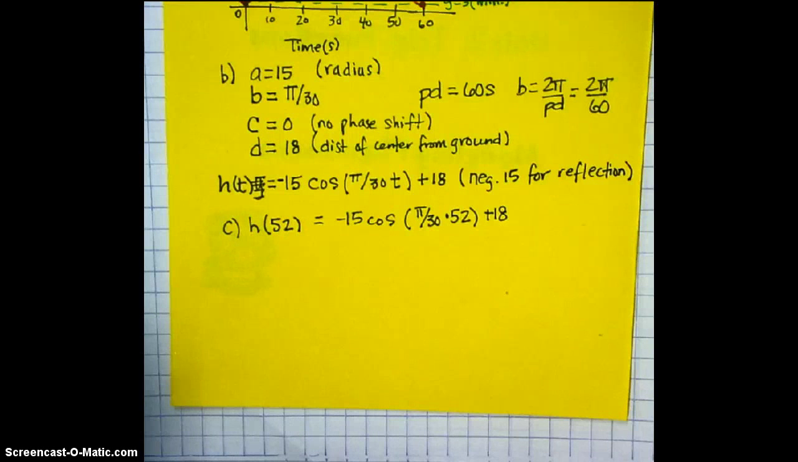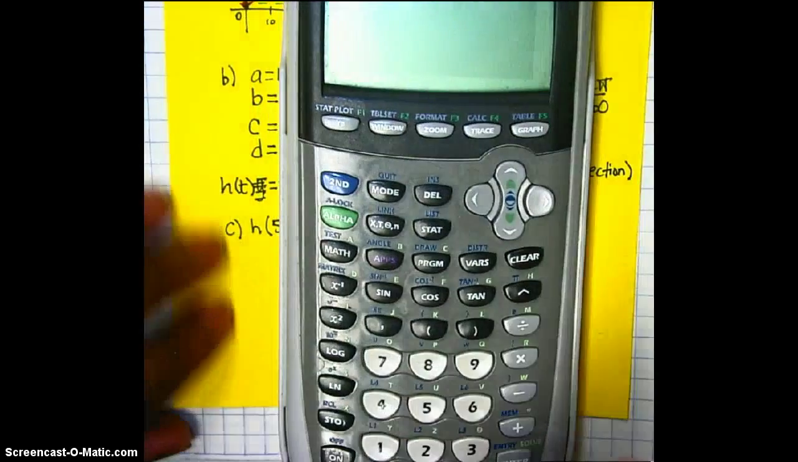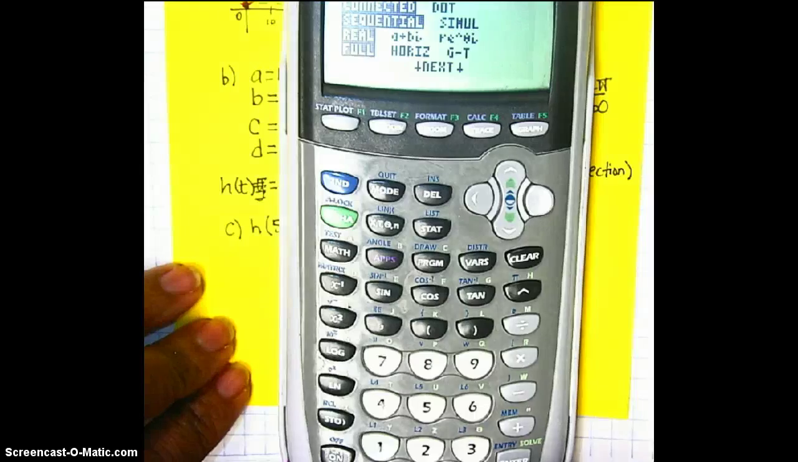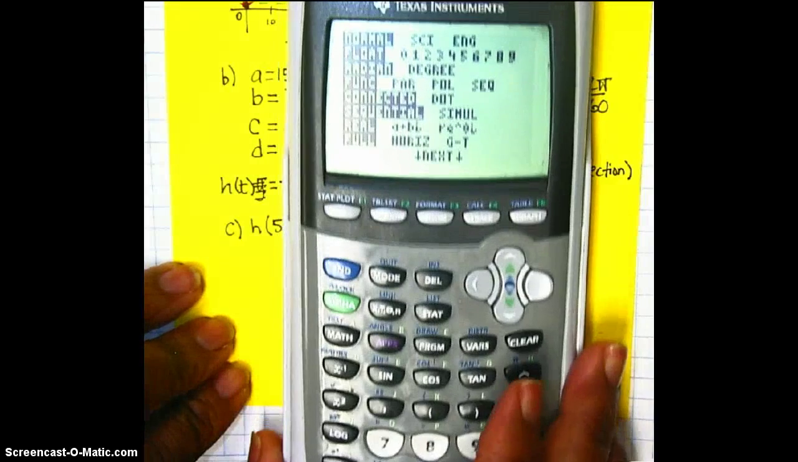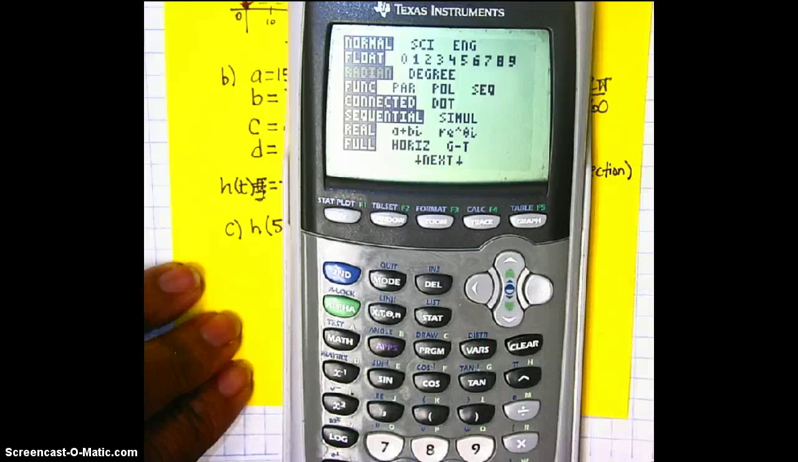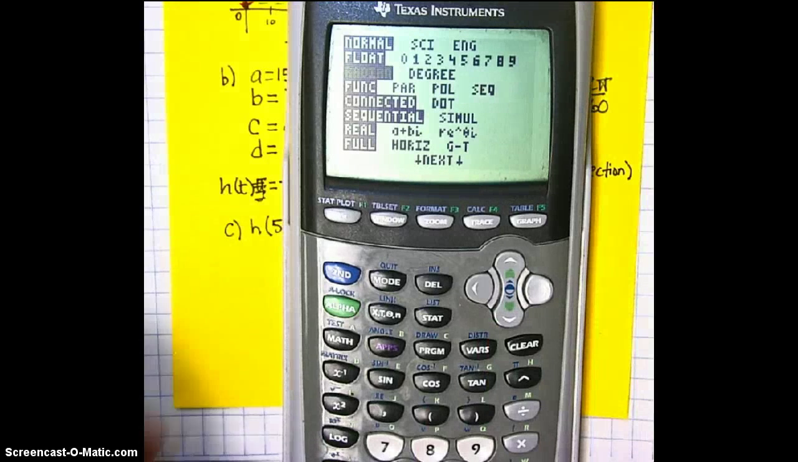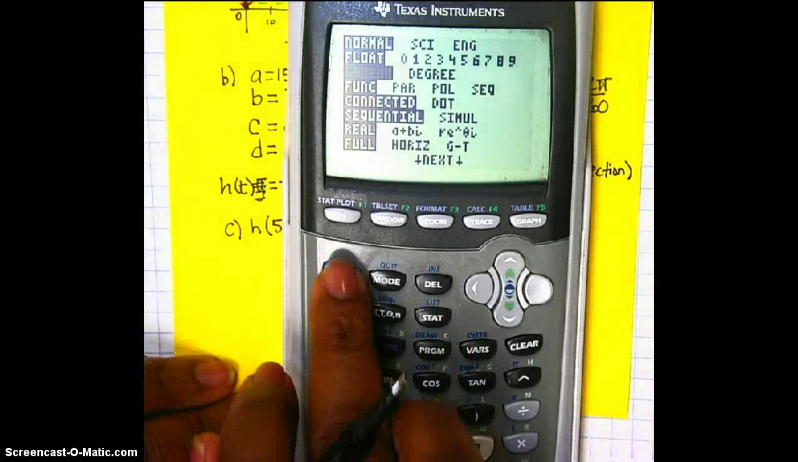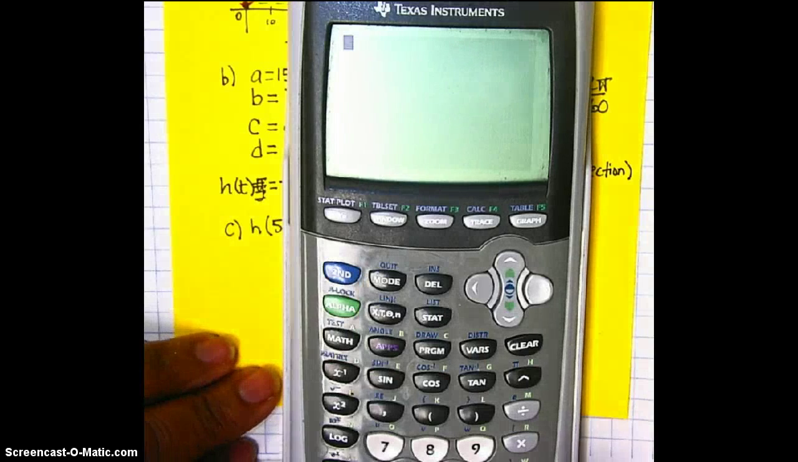The first thing I want you to do is to make sure that you're in radian mode. The way that you do that is by hitting mode on your calculator and then looking down to that third row where it says radian and then degree, and hit enter on radian. Make sure it's highlighted in black and you're in radian mode. Then hit second, mode to quit to get back to your home screen, and just key in the information just like we saw it.